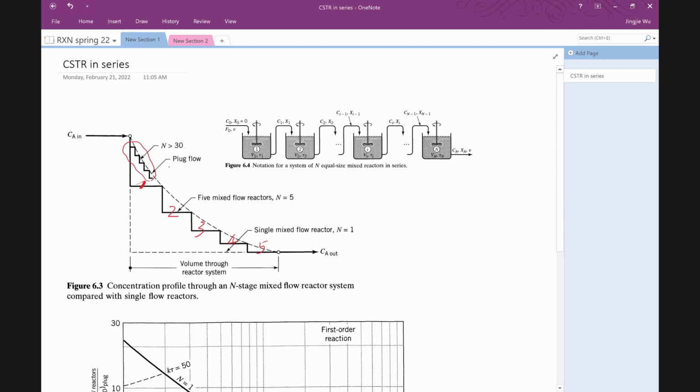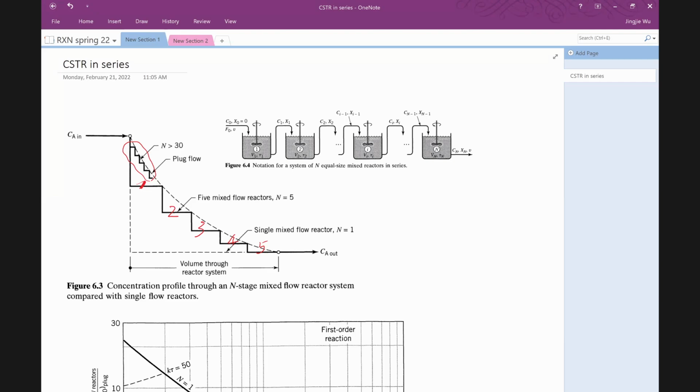If you have infinite CSTR in series, then you will see it becomes the dashed line. This dashed line is actually the gradual decrease of the concentration in the PFR. You can understand from the schematic, if you have infinite CSTRs in series, eventually the concentration profile is similar to that in a PFR. This also tells you why, if you have N equal size CSTRs in series, your reaction profile becomes a PFR, okay?